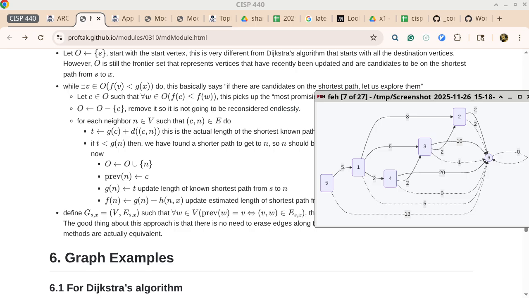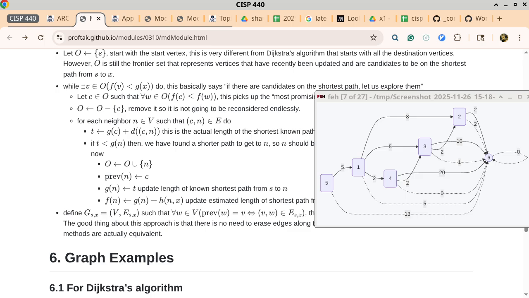So the question now is, can I find a vertex in O so that the f of v value, which is f of s in this case, is less than g of x, which is g of 6, because 6 is our destination. Is 13 less than infinity? Okay, so I think we agree that this quantified expression is true. Very good. So that means we got stuff to do.